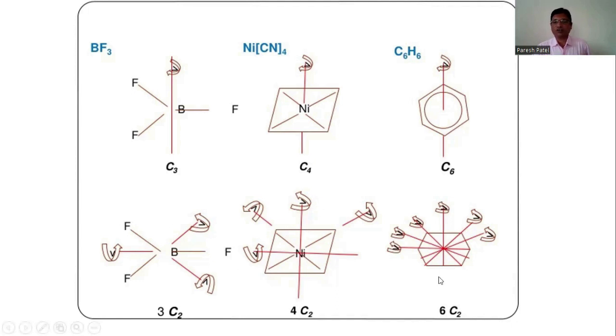Now, in case of the BF3 molecule, we already discussed that 3 C2s are perpendicular to the main principal axis. In case of the [Ni(CN)4]2- complex, 4 C2s are perpendicular to the main principal axis. And in case of the benzene ring, C6 is perpendicular to 6 C2s.